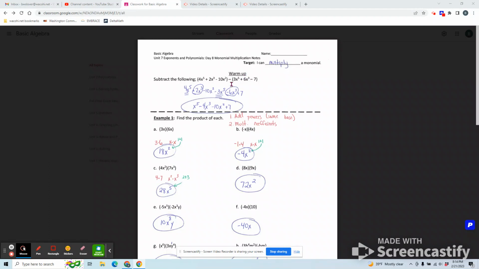Today we're going to talk about multiplying monomials. So here's just a warm-up. Notice in between these two sets of parentheses, we are subtracting. We know that because it says subtract and there's a subtraction sign.